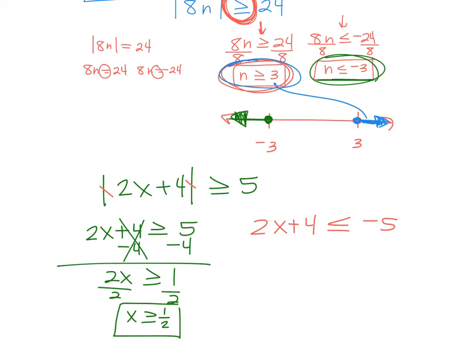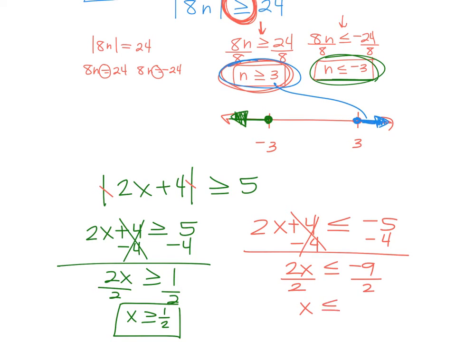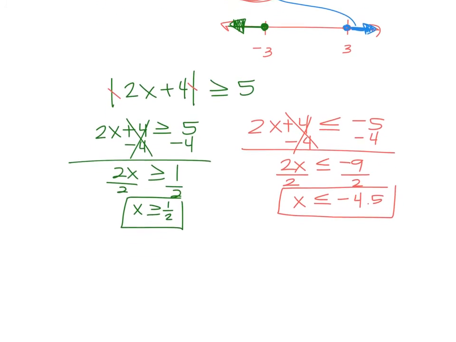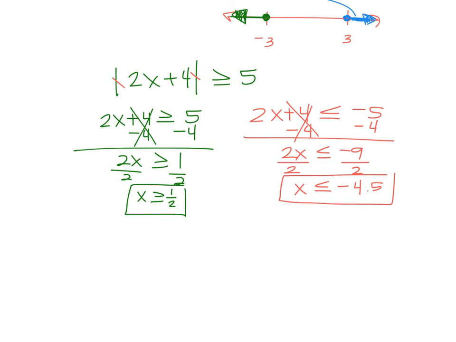All right, second one. What do I do to solve? Take away 4. So I get 2x, this is gone, is less than or equal to negative 9. Divide by 2. So x is less than or equal to negative 4.5. Okay. Is this going to be an and problem? Are we going to shade in or an or problem? Shade out. It's or because it was greater, right?